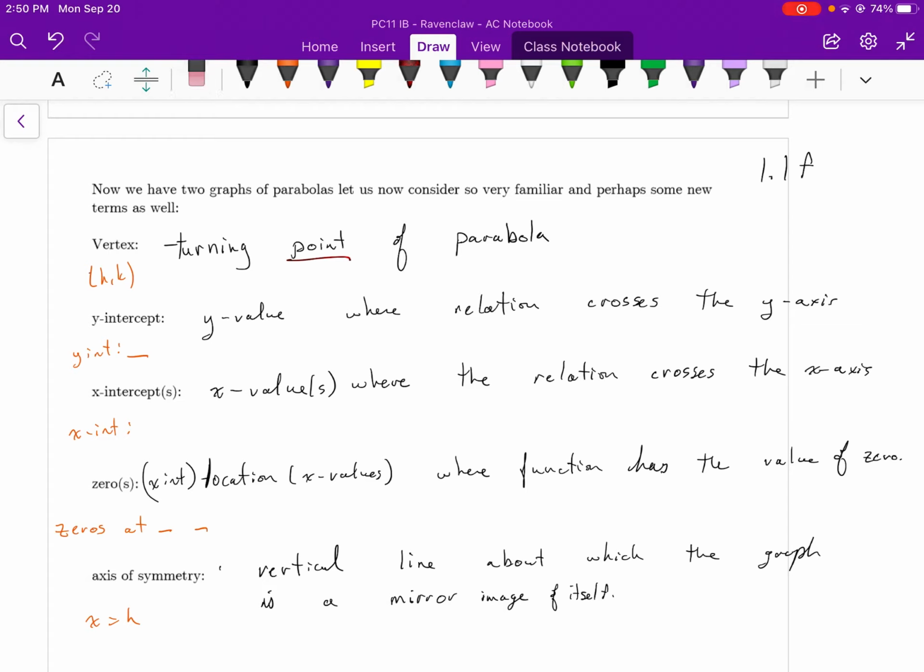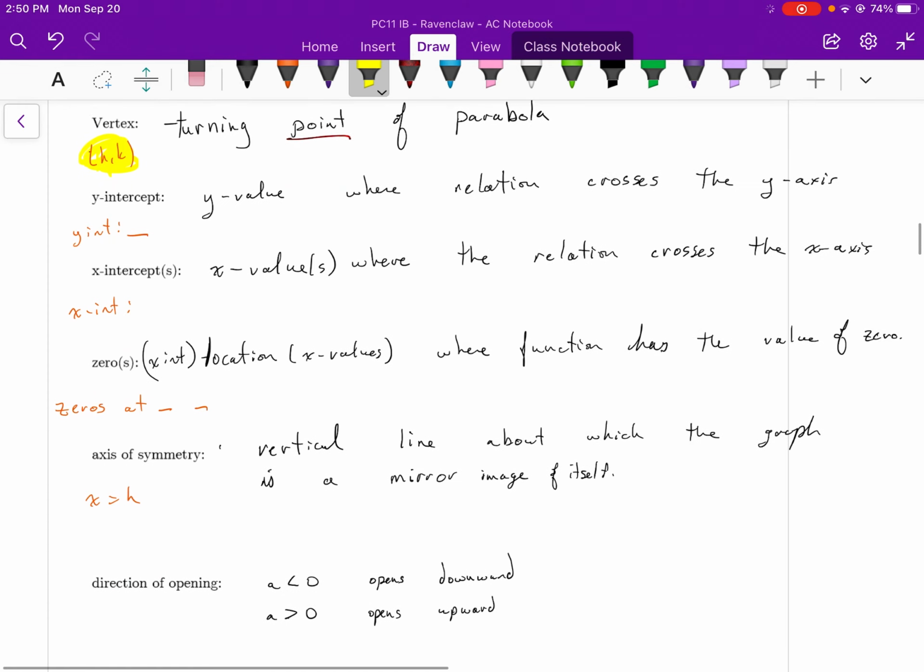It is the point upon which the parabola either goes from a decreasing function into an increasing function, or alternatively from an increasing function to a decreasing function. Since it's a point, our notation here has to be a point. The vertex happens at (h, k). Notice how it's written as a point.